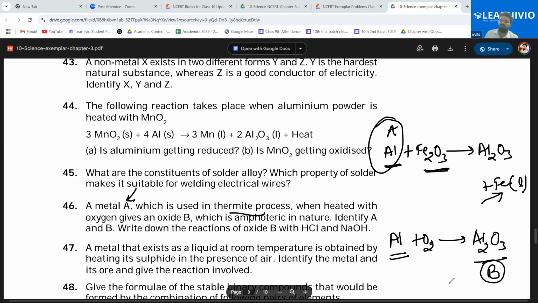Write down the reaction of B with HCl and NaOH. B with HCl and NaOH means you have to write the reaction of Al2O3 with HCl and the same Al2O3 with NaOH. Write down these reactions fast. Complete these reactions. Have you noted the questions? Yes, sir. Do it.